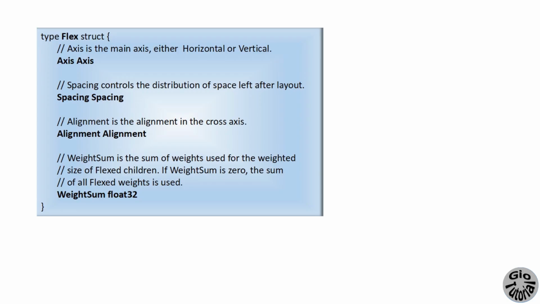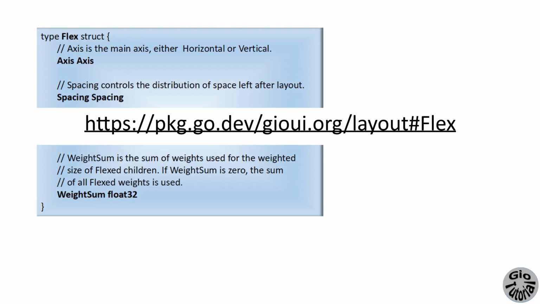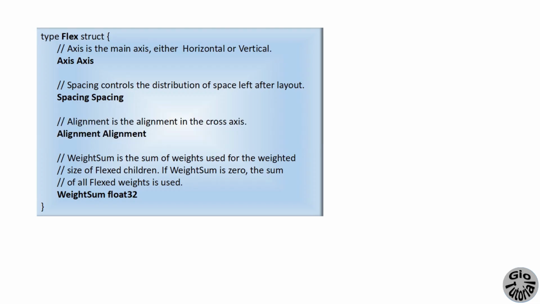Here is how the flex tract looks like. It has these fields: axis, spacing, alignment, and WeightSum. This is taken from this page. You can find it in the description below. Let's go through these parameters one by one.